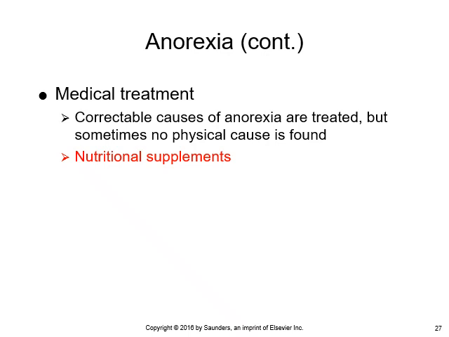So, for example, it's because of maybe depression or some emotional disturbance. Then we want to address that so that we can correct anorexia. However, sometimes there's no physical cause that is found. So we would help the patient by giving them nutritional supplements. Like, for example, those milkshakes that come in the bottle, those are nutritional supplements that we could use for the patients.